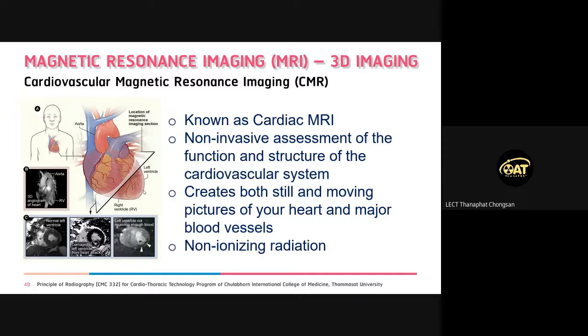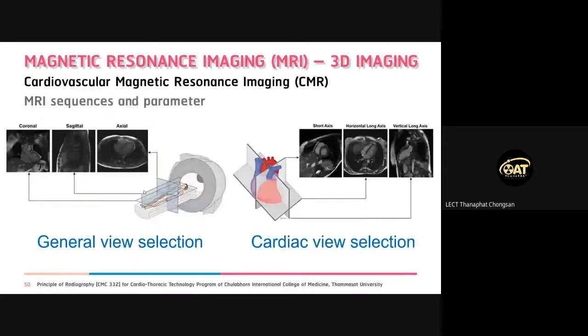For application, we can use MRI to investigate the cardiovascular system by using still and moving pictures. This is the view selection to compare between general MRI, which everyone can see on this slide, and cardiac MRI.